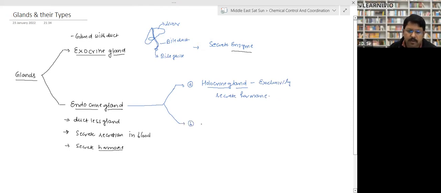Then the other type is called heterocrine. Heterocrine glands are those glands which have other functions as well, other than secretion of the hormone. What are those examples? Let me make you understand.